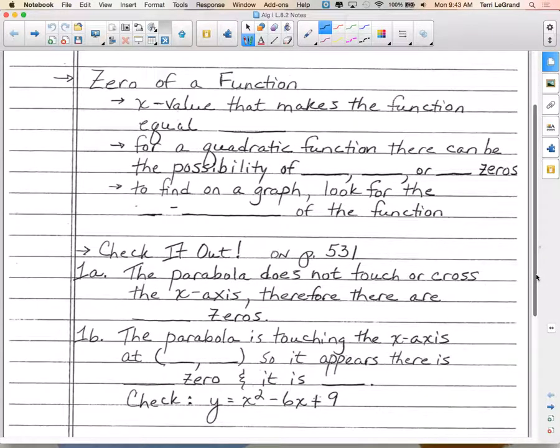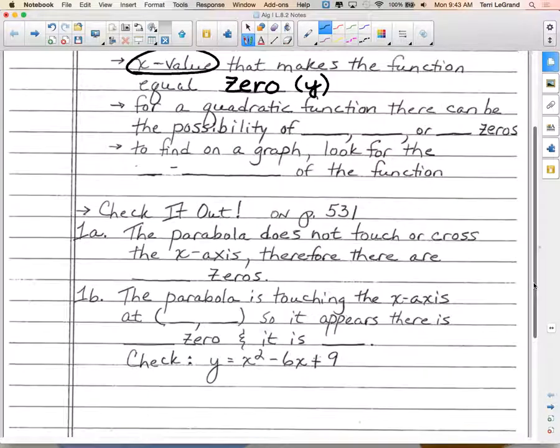When it refers to the zero of a function, it's really asking you for the x value. So let's circle that. It's the x value, not the y value, the x value that makes the function equal 0. So in other words, the y value is 0. So what is the x value that when you put it into the function, it outputs a y value of 0? It is called the zero of the function. When we say zero of the function, you're going to want to mix that up and say, well, then x equals 0. No, x equals whatever number makes the function equal 0.